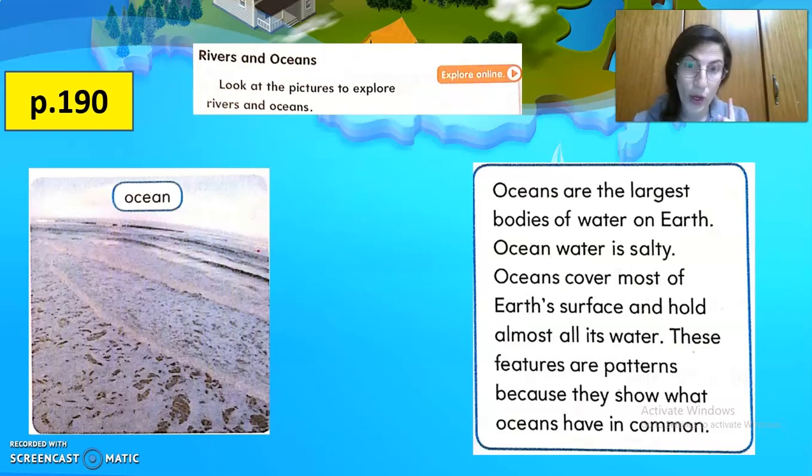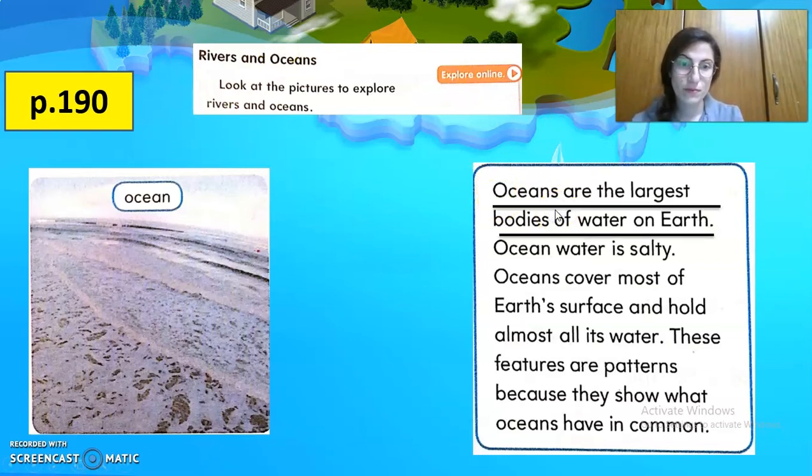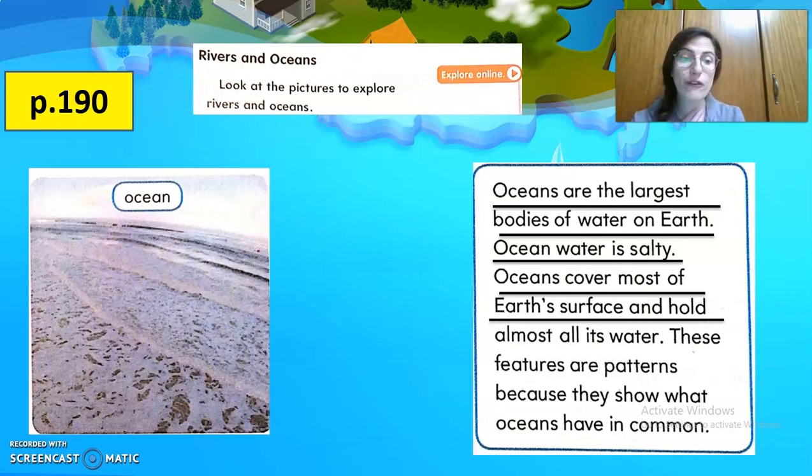Remember, whenever you see something underlined in my video, you have to underline it in your book. Clear? So you underline: oceans are the largest bodies of water on Earth. Oceans' water is salty. Oceans cover most of Earth's surface and hold almost all its water.